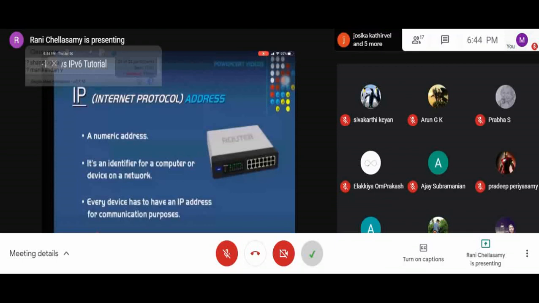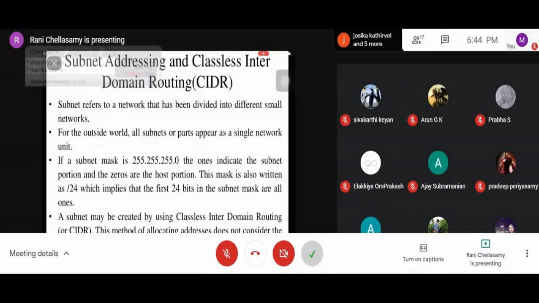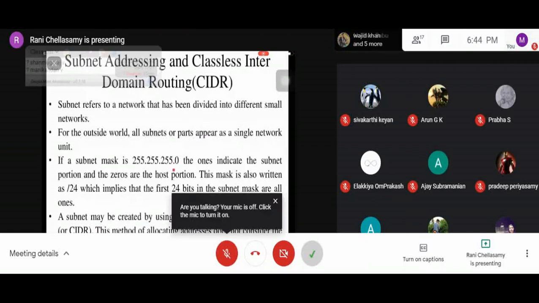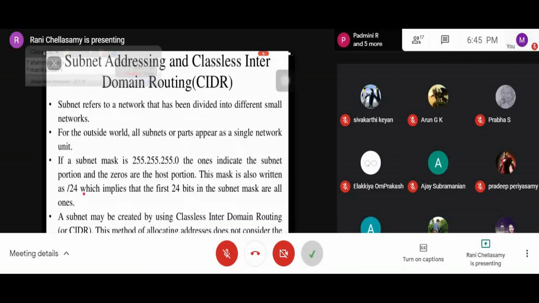This mask is also written like /24. How many ones can be there? 24. An IP address is 32 bits, and out of 32, 24 are all ones. So we can represent the mask by /24.